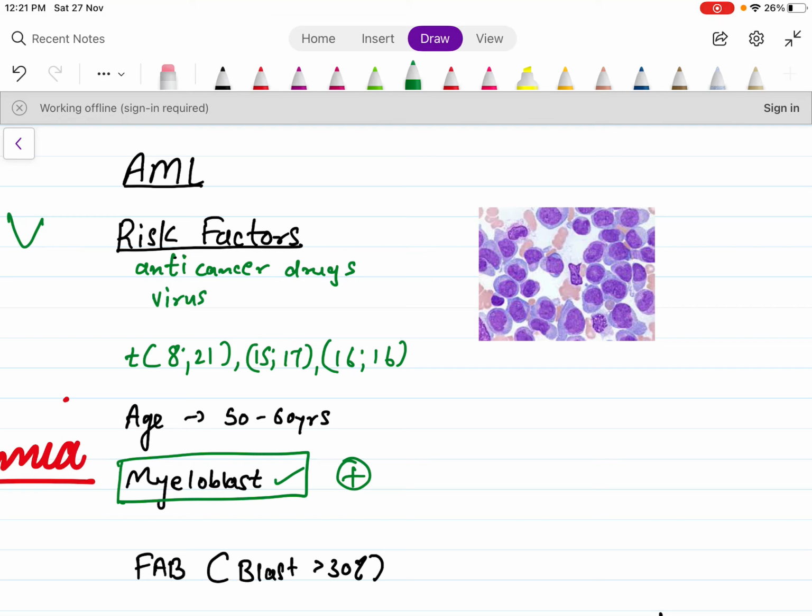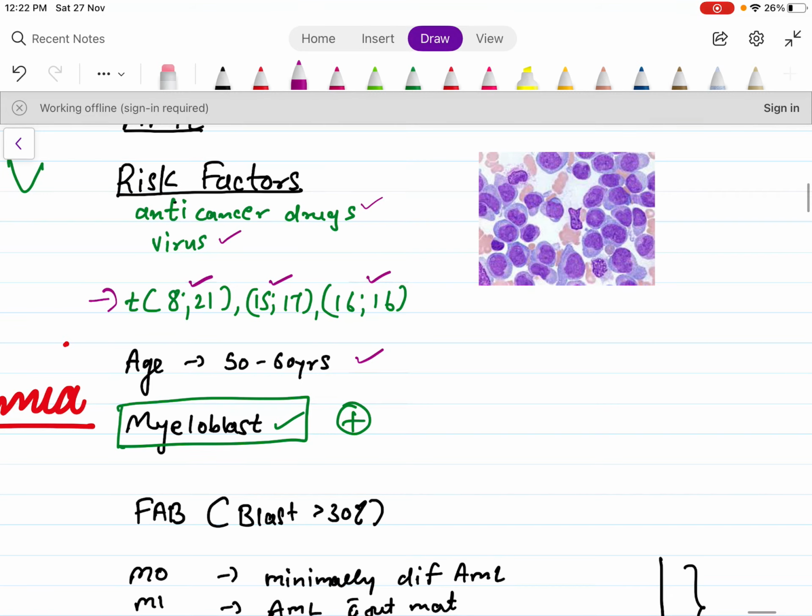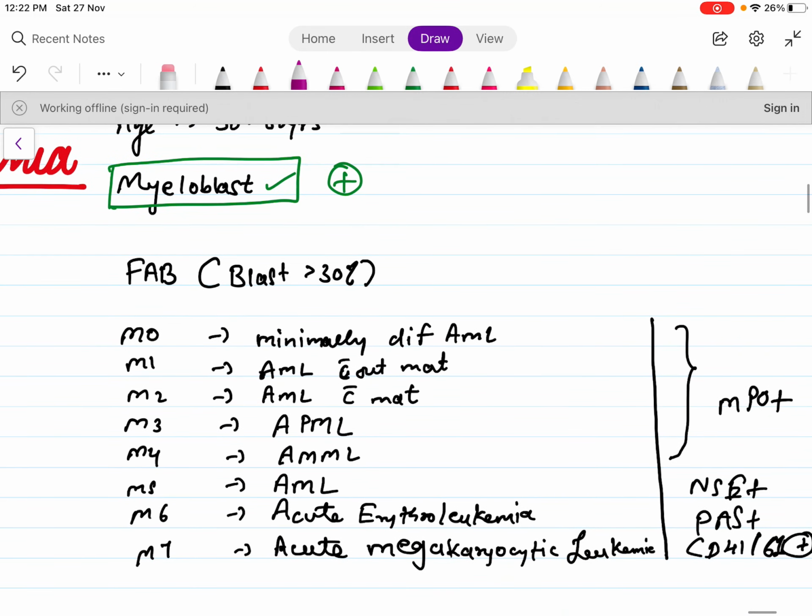And so, what are the risk factors for this acute myeloid leukemia? Anti-cancer drugs, then viruses can cause this acute myeloid leukemia. The translocations which are important to remember are the 8;21 translocation, 15;17 translocation, and 16;16 translocation. Then the age of presentation is 50 to 60 years. Then FAB classification: in this, when blast is more than 30 percent, then it is called acute myeloid leukemia.